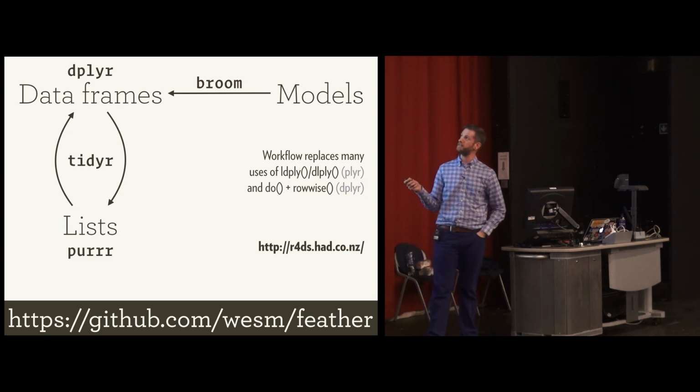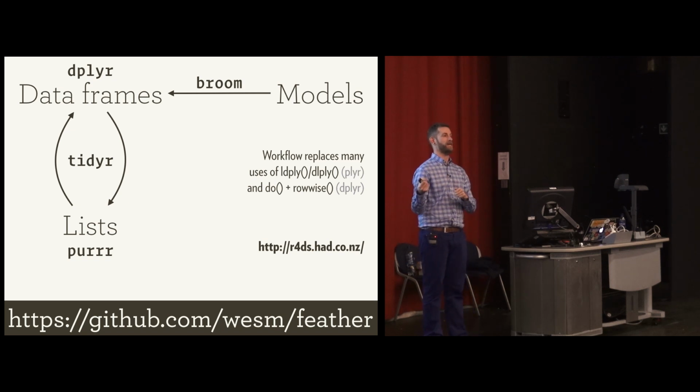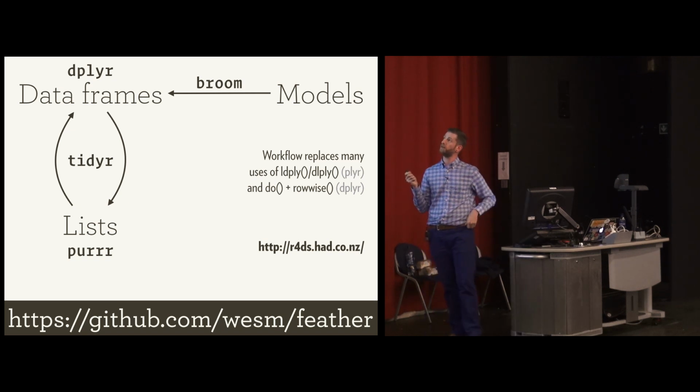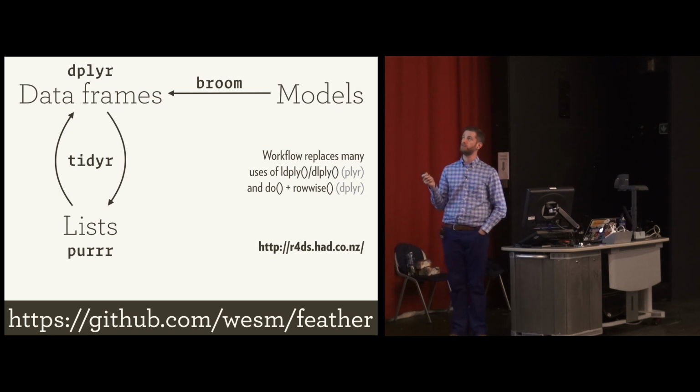So I used dplyr today for working with data frames, and purrr primarily for working with lists. And then I used tidyr to convert between the regular data frame and the nested data frame, which contained a list of smaller data frames. If you have models and you want to turn them into tidy data frames, broom is your tool of choice.